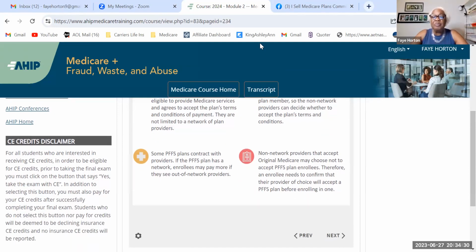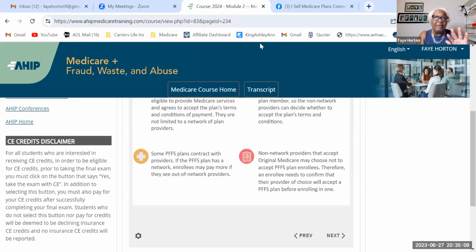Some private fee-for-service plans contract with providers. So there are private fee-for-service plans where there is a network of providers, so that when you show them your private fee-for-service card, that's the provider that can offer you services. And if the private fee-for-service plan has a network, enrollees may pay more. You may have a greater out-of-pocket cost if you were to see out-of-network providers.